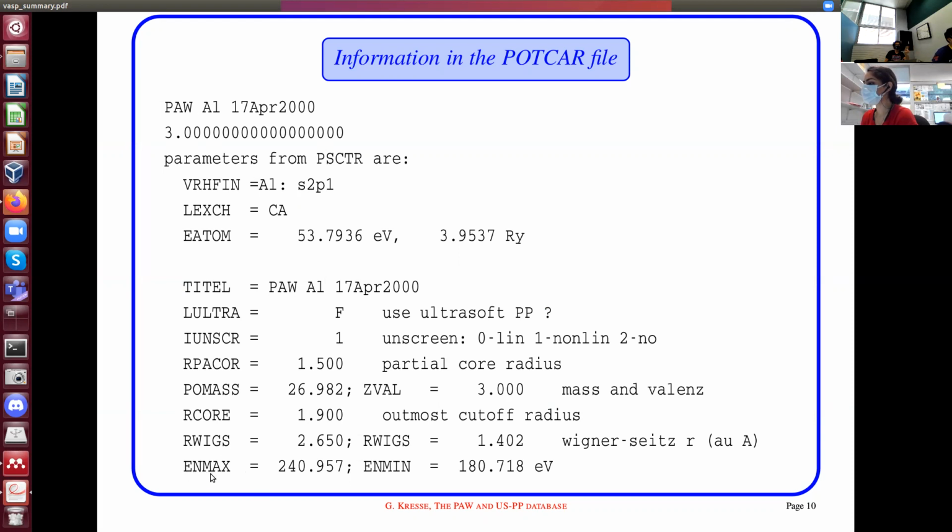And here you have ENMAX. This is the value that is relevant, because if you need to touch the ENCUT, you need to make sure that the ENCUT value is always much larger than the ENMAX.